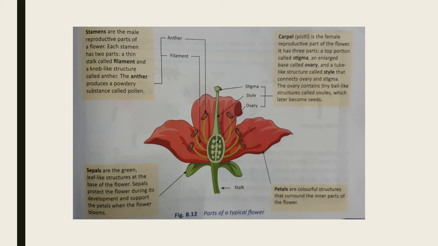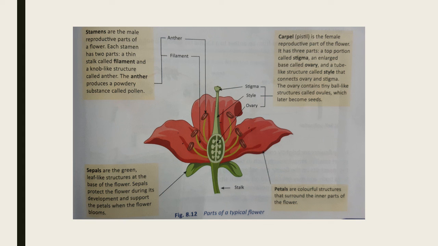Understood, students? Next, the ovary. The ovary is the enlarged portion at the base of the flower. The ovary contains tiny, small ball-like structures called ovules. Later the ovules become seeds. Understood, students?